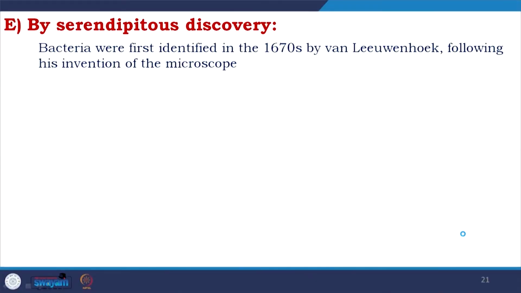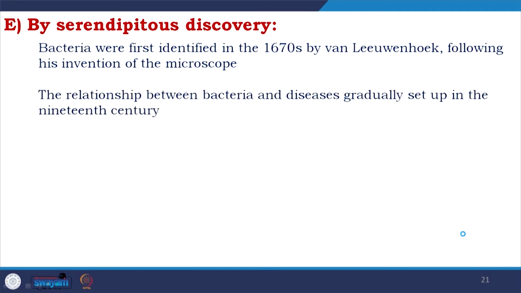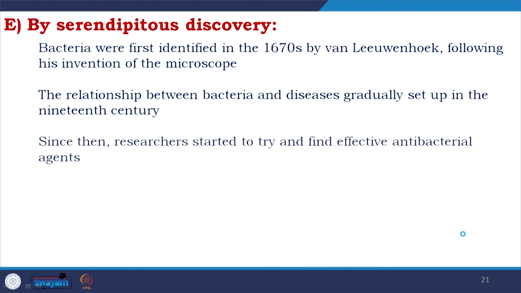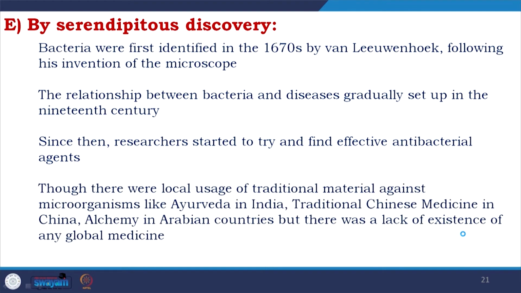Bacteria were first identified in the 1670s by van Leeuwenhoek. I have already told you, following his invention of the microscope. The relationship between bacteria and diseases was gradually established in the 19th century. Since then, researchers started to try and find effective antibacterial agents. Though there were local usages of traditional material against microorganisms, like Ayurveda in India, traditional Chinese medicine in China, alchemy in Arabian countries, there was a lack of any global medicine.